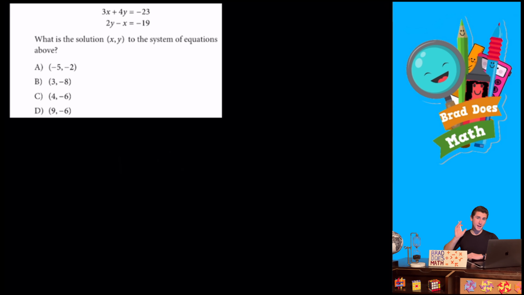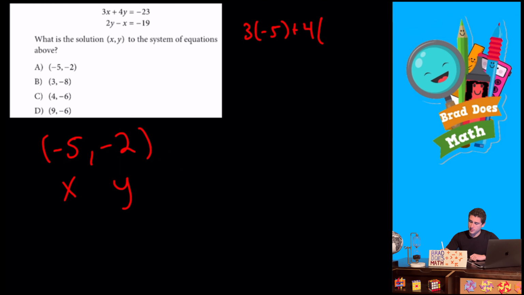But there are plenty of problems where we do want to use this strategy. For example, what is the solution x comma y to the system of equations above? And they give us possible values for x and y, right? So in -5 comma -2, the -5 would be our x, the -2 would be our y. And we could just plug those numbers into the equations and see, do we get true equations or not? So in the top, 3 times -5 plus 4 times -2 equals -23. You see what I'm doing, guys? I'm just plugging in -5 into the x, right? It said 3x plus 4y. And then I'm going to simplify and see if this is a true equation.